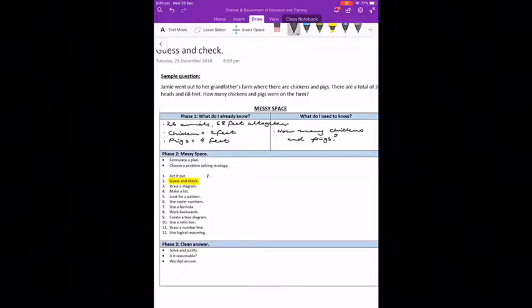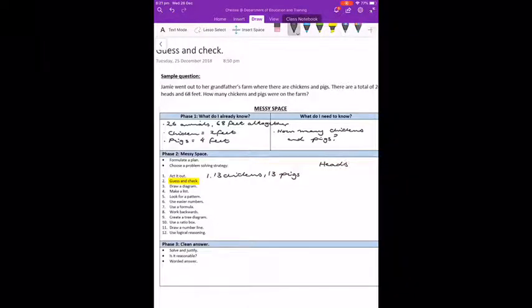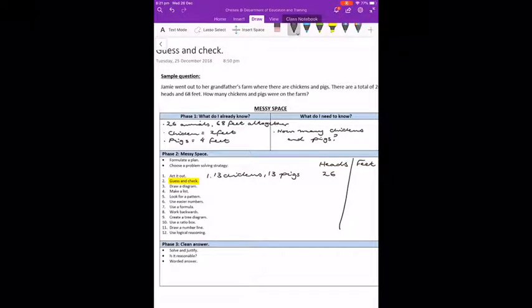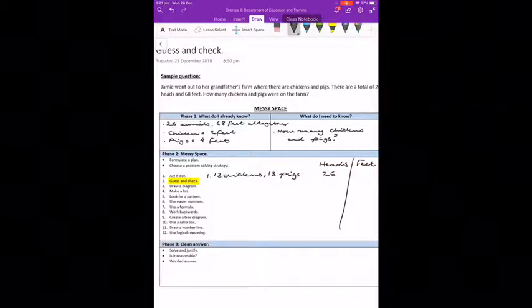So I'm going to start by making my first guess. Let's say there are 13 chickens and there are 13 pigs. And we're going to check if we have the right amount of heads and the right amount of feet to solve the problem. There are 26 heads. 13 times 2, because chickens have 2 feet, plus 13 times 4 will give us 78 feet. So we're a little bit too high.